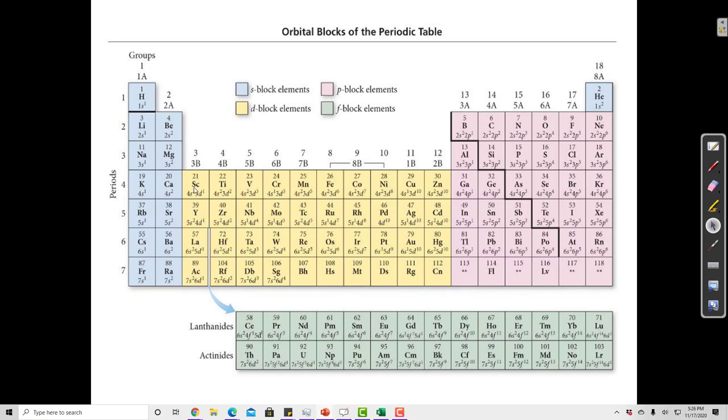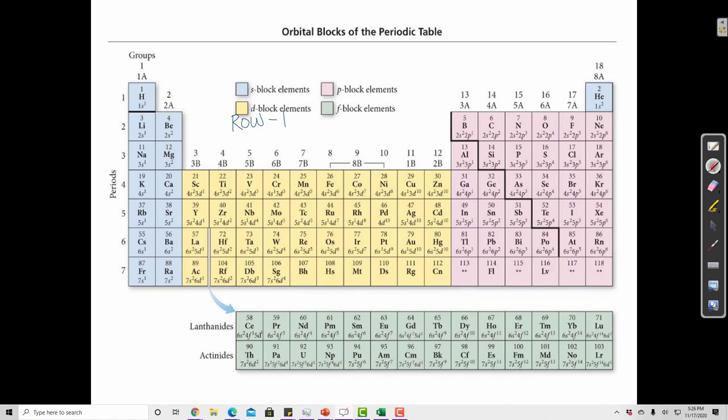4s, and the first row here in the D block, these are D orbitals, but they're 3d orbitals. So we're in the fourth row, and in the fourth row, I have 4s orbitals. In the fourth row, I have 4p orbitals. But in the fourth row, I have 3d orbitals. So the d orbitals are row minus 1.